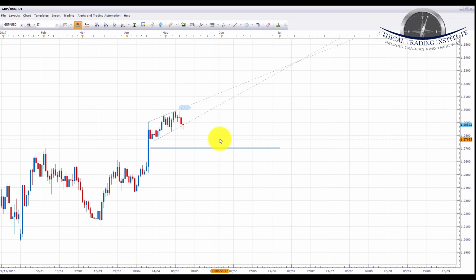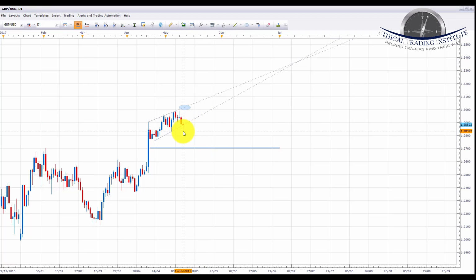It is in an uptrend, so I do expect this to potentially come and test the 1.300 level next week and the top of this rising wedge up here. So I would be looking for longs on the pound US dollar next week, especially if we get the US dollar weakness from this area.